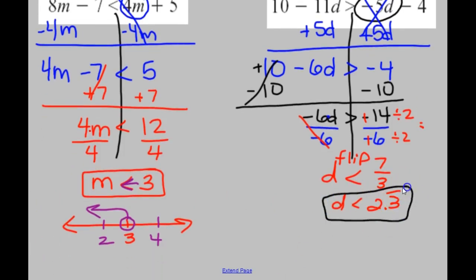Either way, you can graph it on your number line. 2.3 would be an open circle. There's no line underneath. And like an L, less than would be to the left, towards 2 or 1.